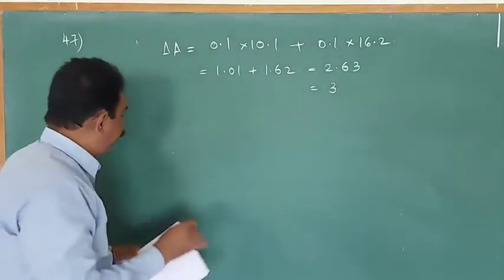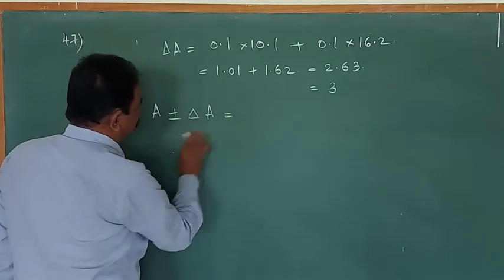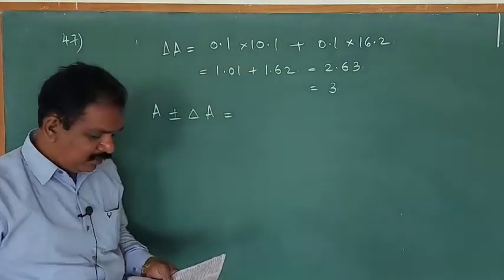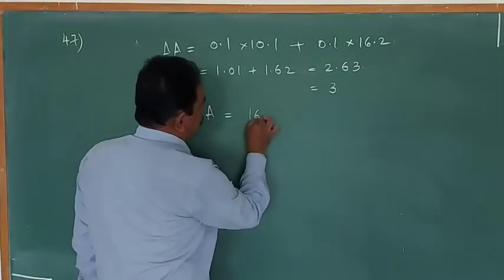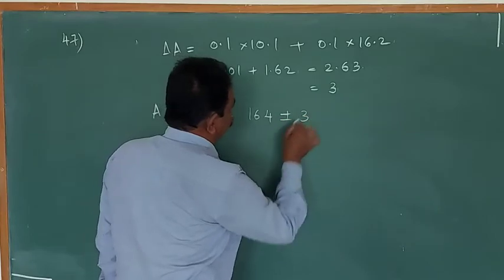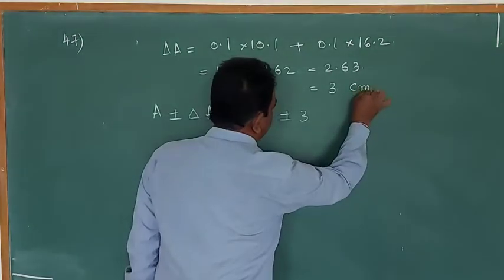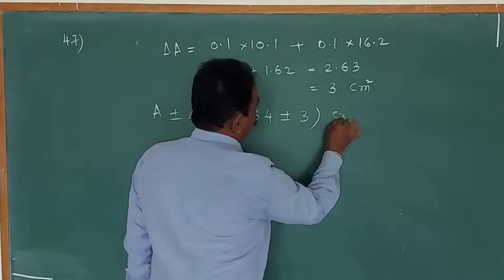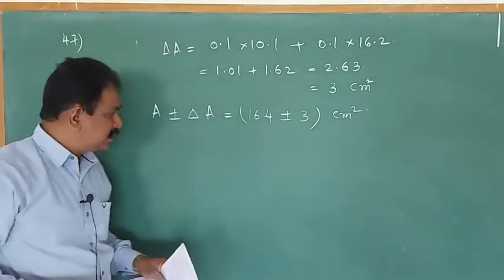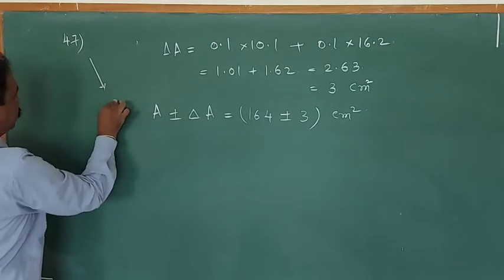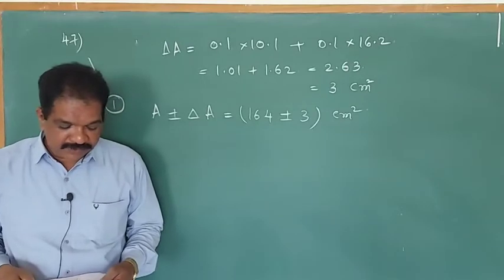So what will be the final answer? By considering the significant figures, if we write, A value will be equal to 164, delta A value will be equal to 3. Okay. So this is centimeter square. This will also be centimeter square. So the answer for 47 will be the first option. Clear? Next, 48 you see.